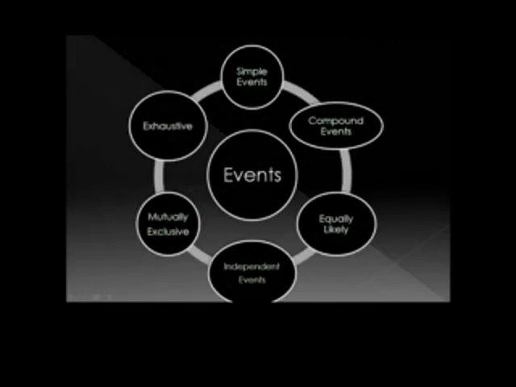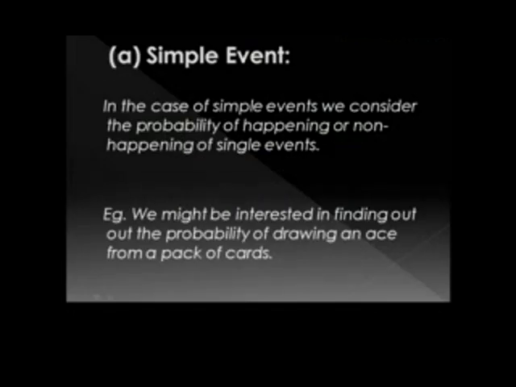Now the bifurcations of events could be simple events, compound events, equally likely events, independent events, mutually exclusive events, exhaustive events. One by one we are going to see different kinds of events. The first is a simple event. In the case of simple events, we consider the probability of happening or not happening of single events. So we consider a single event and we try to consider the probability of happening of that event or not happening of that event. So for example, if I say that we are interested in finding out the probability of drawing an ace from a pack of cards, then drawing of an ace from a pack of cards is a simple event.